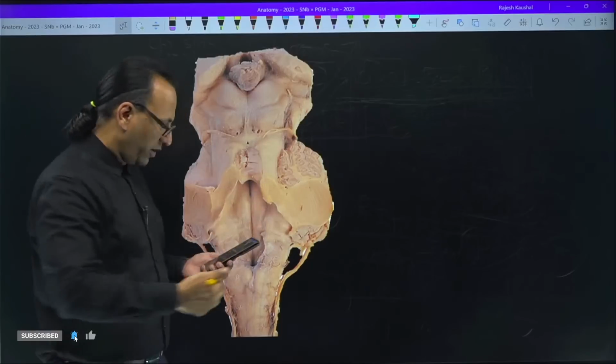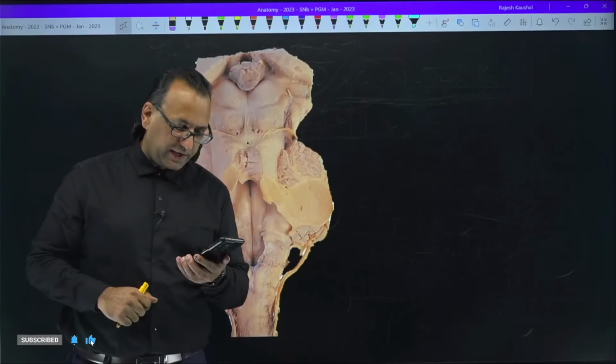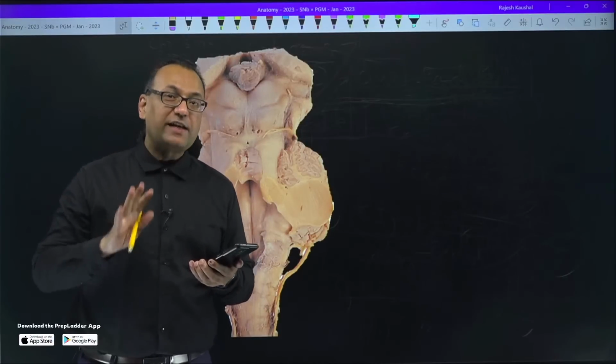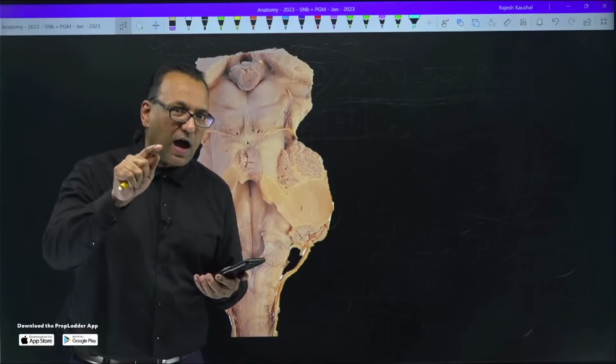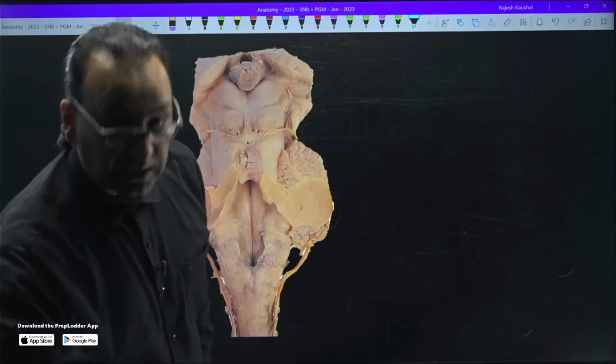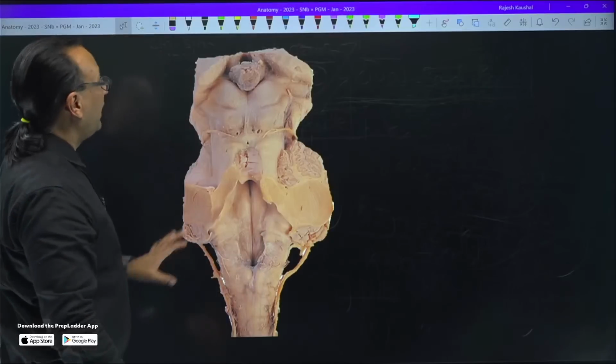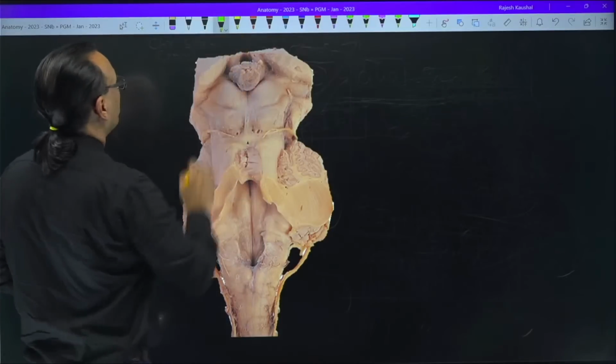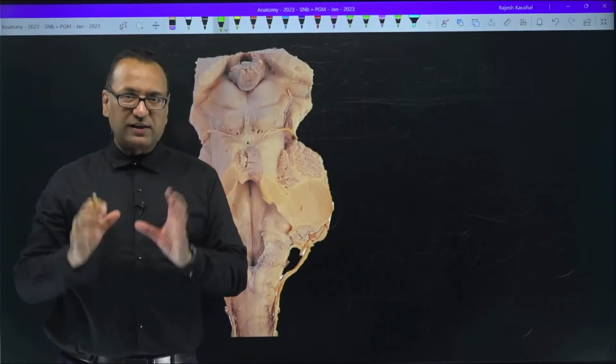What is this? What do you think? Cerebellum removed, yes. Floor of fourth ventricle. So that is a rote memory question. Now I'll ask you a clinical question and try to answer. That is next PG. Now, as you see here, let us first try to identify the structures.